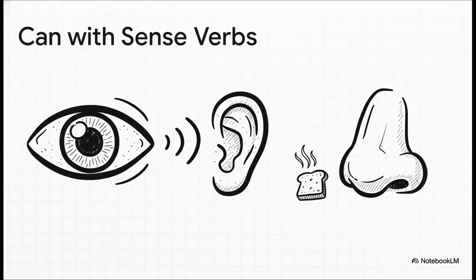Here's a cool pattern you'll see all the time in English. When we use verbs about our senses, seeing, hearing, smelling, we almost always pair them with can. So instead of just saying, I see you, it's way more common and natural to say, I can see you, or I can hear a noise. It's just a natural little habit in English that's really good to pick up.